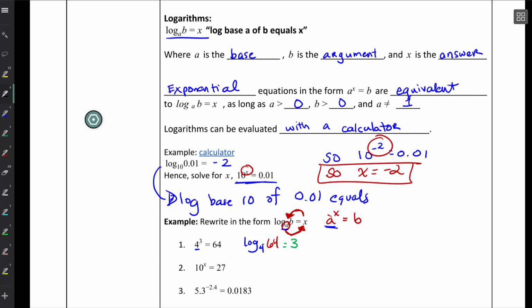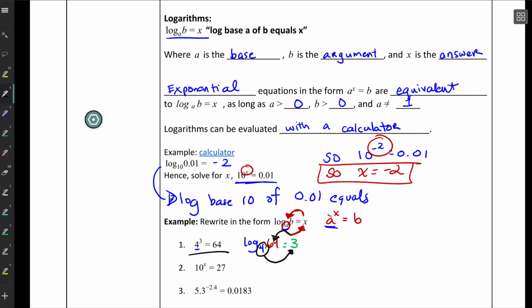And this is kind of the process that I go through, but what I always have to do is just double check. 4 to the third equals 64. And that shows me that, yes, that's indeed the way I read this expression, and that means I got it right. So this one is log base 4 of 64 equals 3. You can also go back to a calculator to double check your work.